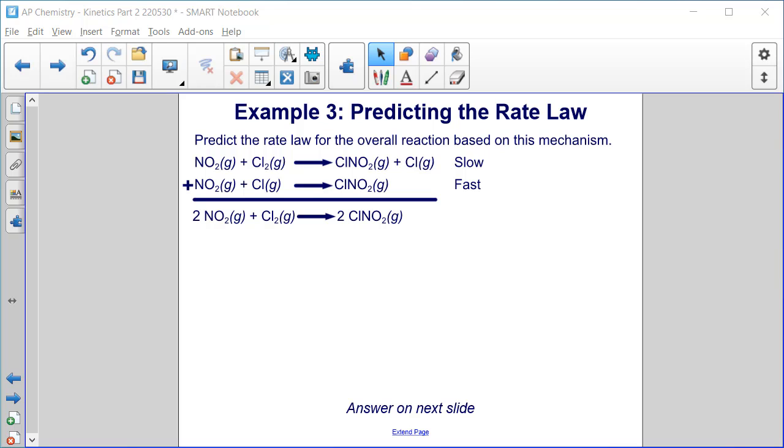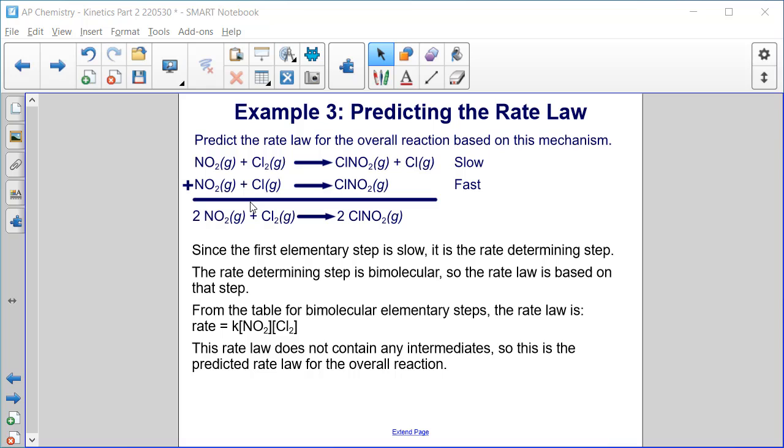Example 3, predicting the rate law. Predict the rate law for the overall reaction based on this mechanism. Step 1, we see NO2 plus Cl2 produces ClNO2 plus Cl. That's the slow step. And then in the second step, NO2 plus Cl produces ClNO2. That's the fast step. And then we combine to get our overall reaction. Maybe try this on your own, and I will review it on the next slide.